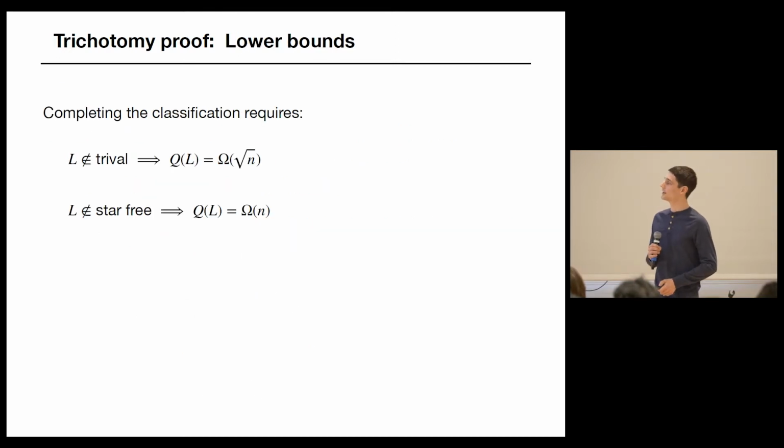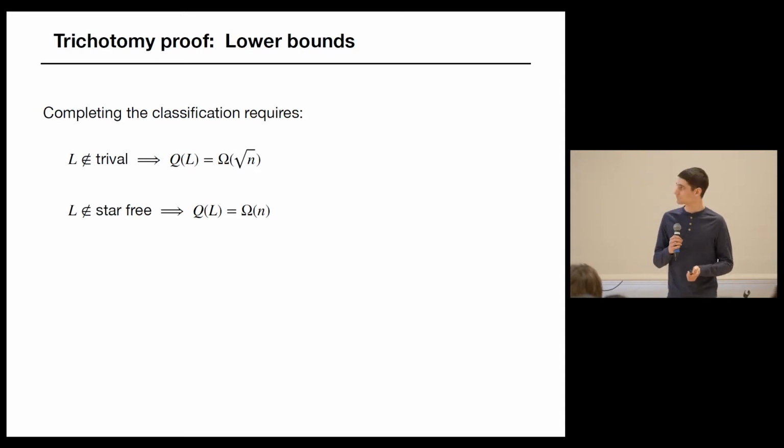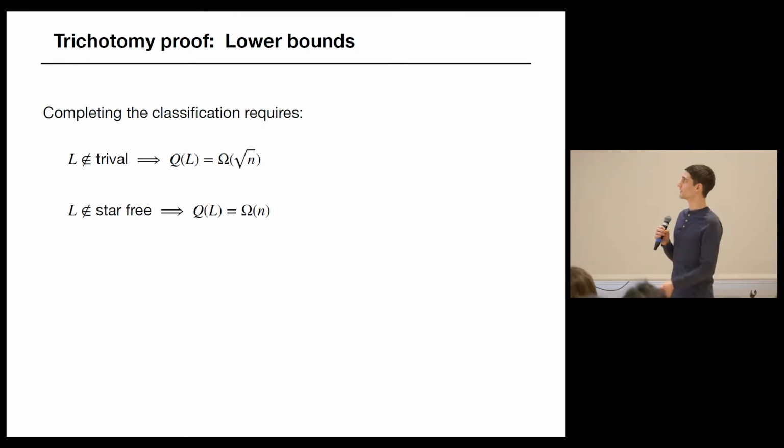On the other hand, we need lower bounds as well, right? And so we need to prove that if your language is not trivial, then your quantum query complexity is omega square root n. And we need to prove that if your language is not star-free, then your quantum query complexity is necessarily omega n. And I won't get into these proofs. They're subtle and nice in their own ways, but they use standard tools from query complexity, so sensitivity and block sensitivity in particular.